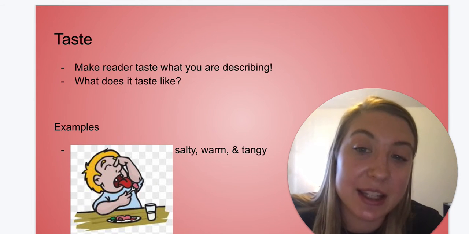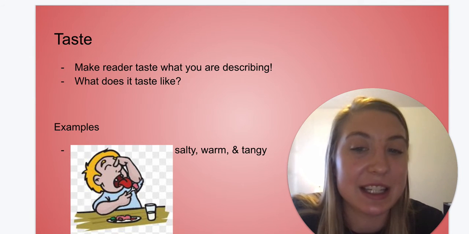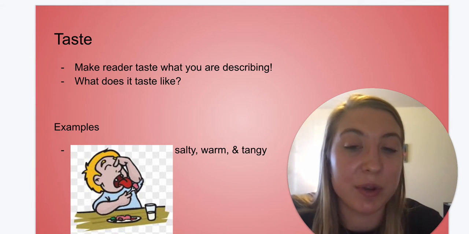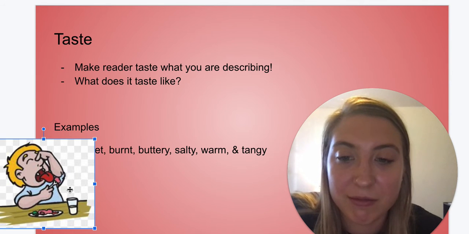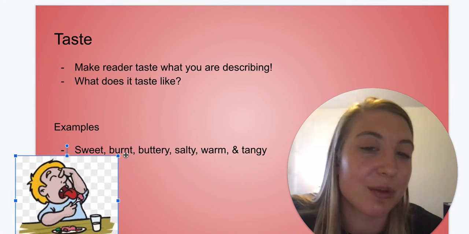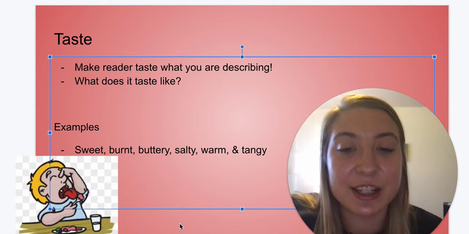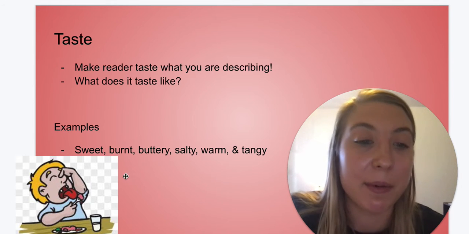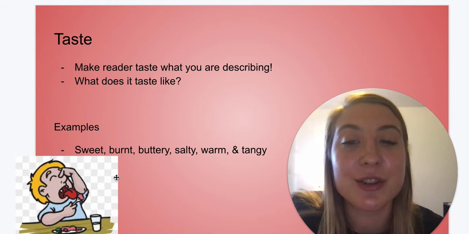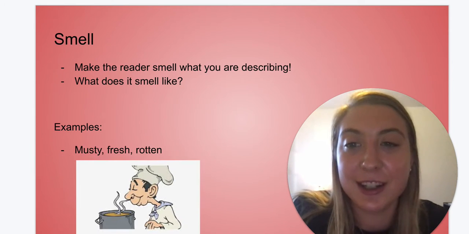And then we have our taste. This would make the reader taste what you are describing. So what does it taste like? Some examples could be salty, warm, sweet, burnt, buttery, and tangy. So this is describing how something tastes. You could be saying, oh, the popcorn is burnt, and so you're telling the reader what it would taste like so they could imagine it themselves.